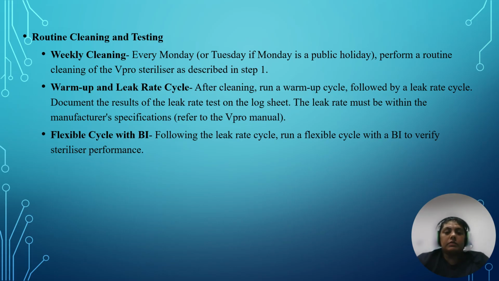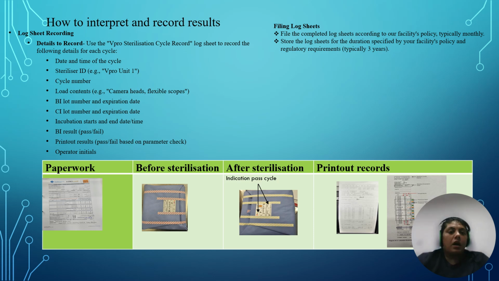Following the leak rate cycle, run a flexible cycle with the BI to verify the performance. How to interpret and record results. Log sheet recording: details to record. Use the vProp sterilizer cycle record.